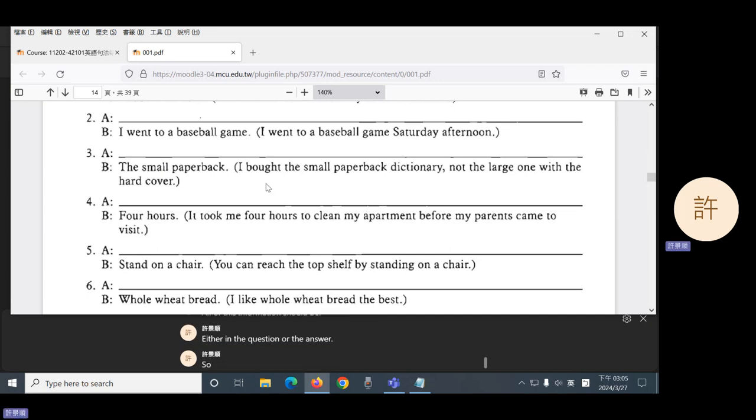So this question should be, which one did you buy? The small paperback dictionary. Did you buy the small paperback dictionary or the large hardcover one? This textbook is a bit older. Today, hardcover is one word.